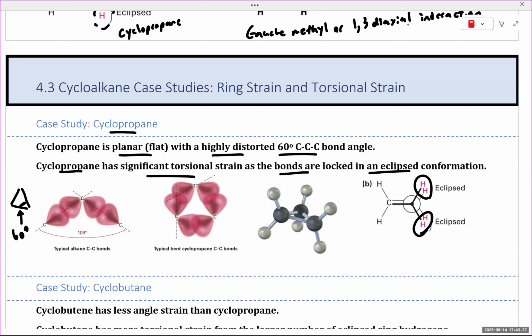And unlike in a straight chain alkane, you can't exactly bend or rotate your carbon-carbon bonds because the carbon-carbon bonds are locked into a ring. There's much less conformational flexibility. So cyclopropane rings are highly strained.